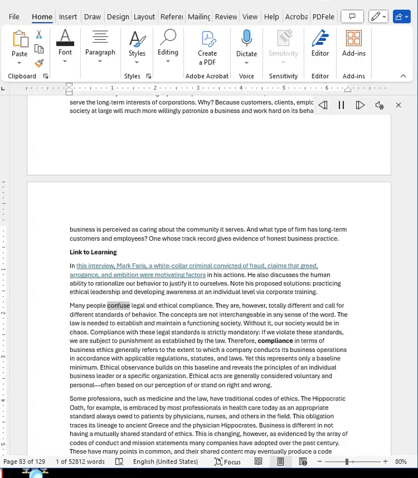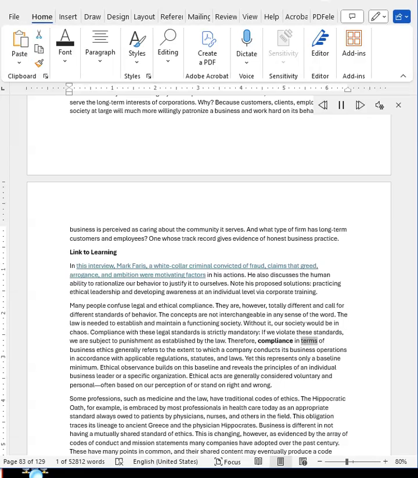Many people confuse legal and ethical compliance. They are, however, totally different and call for different standards of behavior. The concepts are not interchangeable in any sense of the word. The law is needed to establish and maintain a functioning society. Without it, our society would be in chaos. Compliance with these legal standards is strictly mandatory. If we violate these standards, we are subject to punishment as established by the law.